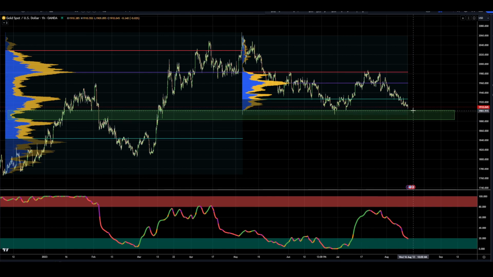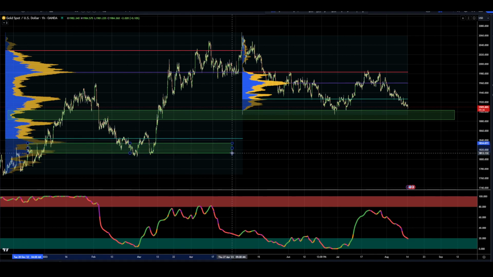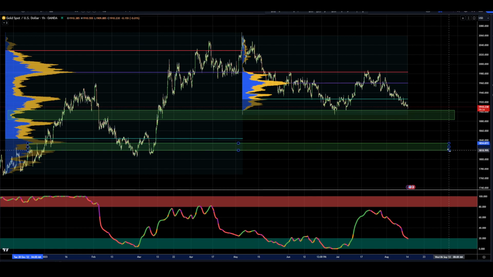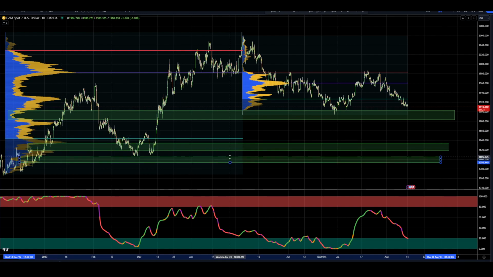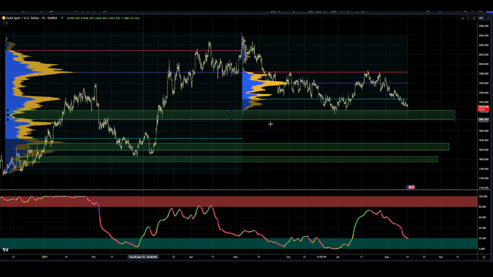If we don't hold this, we've been talking a lot about this 1900 level, and this is why, because it's like this huge void in the profile. I'm going to do the same thing down here because I think this is where the next one is likely to be, and then we also see one more below it. You can either draw another box or just copy and paste it, which is what I like to do once I have one that works. So recently, these are the three voids in the profile that we want to pay attention to, and likely price will spend some time in here if it makes it down here.